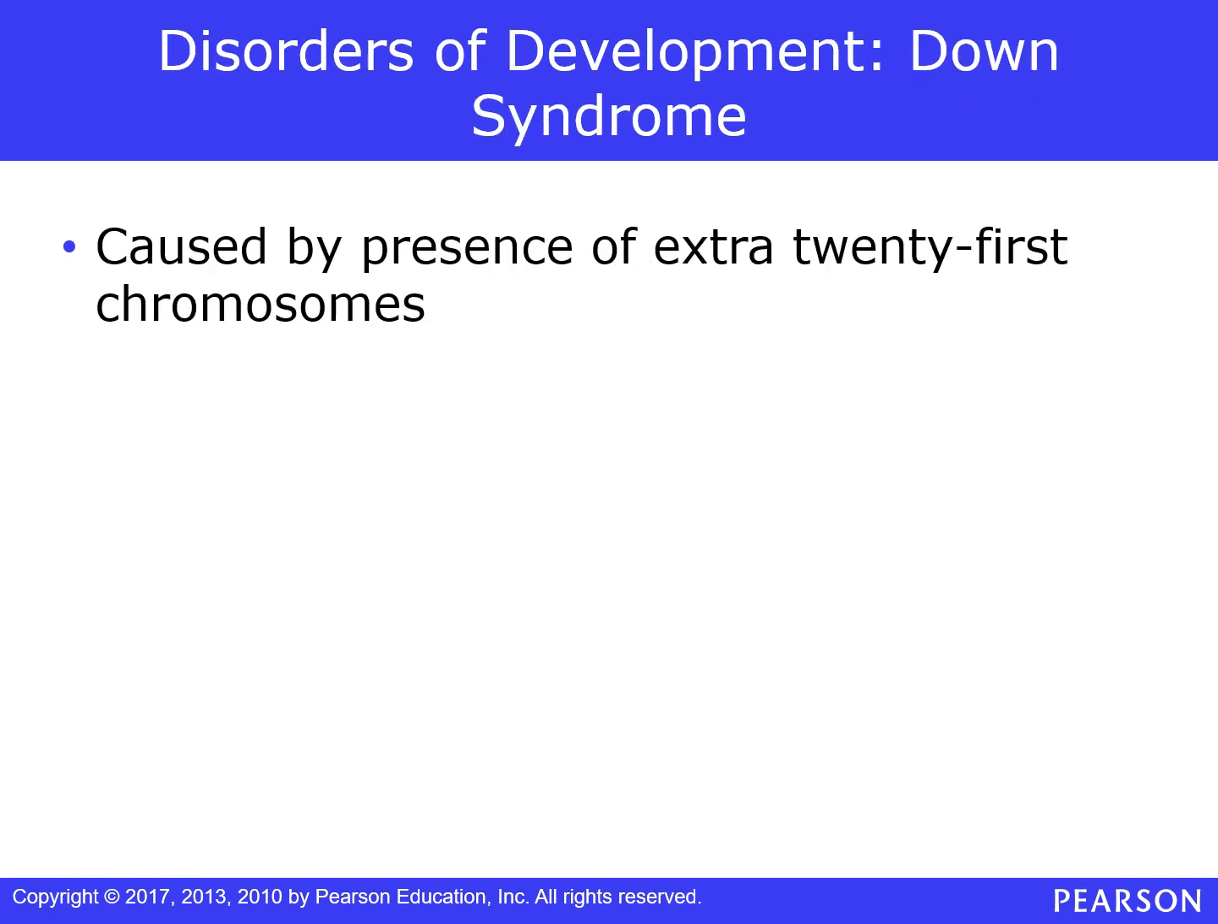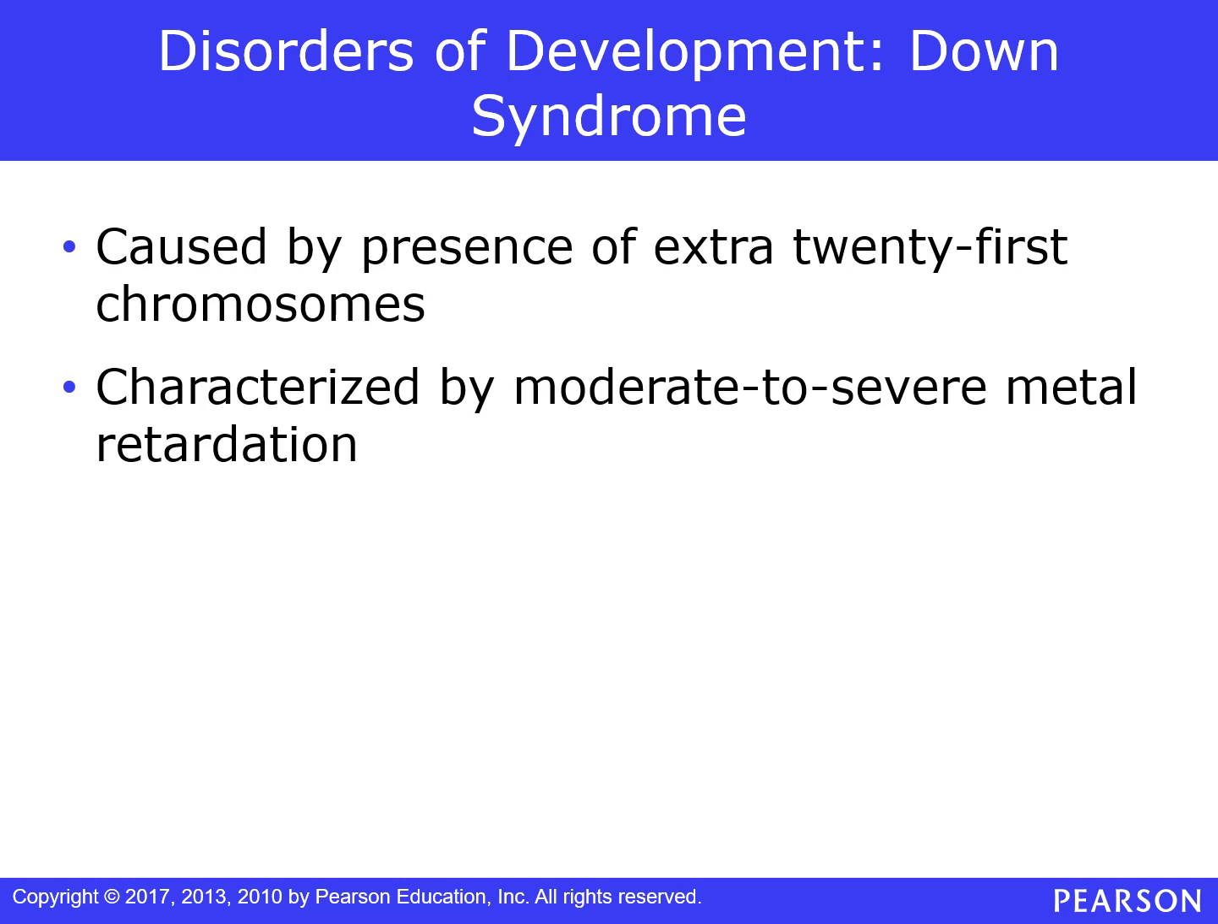Another one we can talk about here that leads to neurological functioning issues, which again is also a disorder of development, would be Down syndrome. This is caused not by a deficiency of a gene, but rather an extra chromosome. So this is caused by the presence of an additional 21st chromosome.